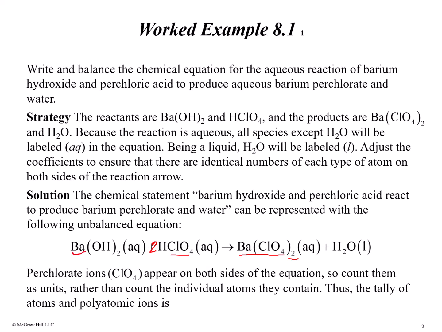So then the last thing we have to do is we got to get these waters. So like I said, oxygen or water is generally the last thing you balance. So you've got 2 times 1 and then 2 times 1. You got 4 hydrogen total on the reactant side.